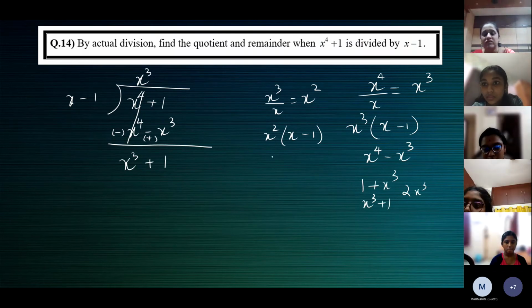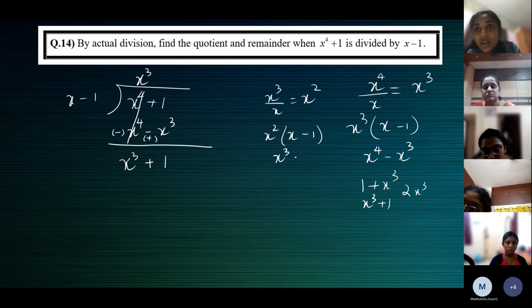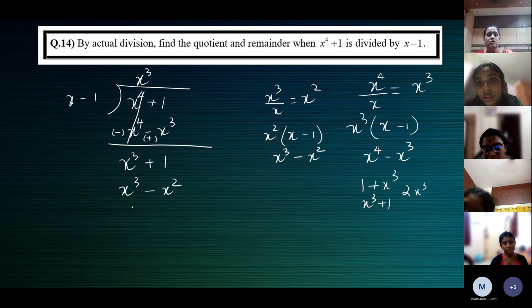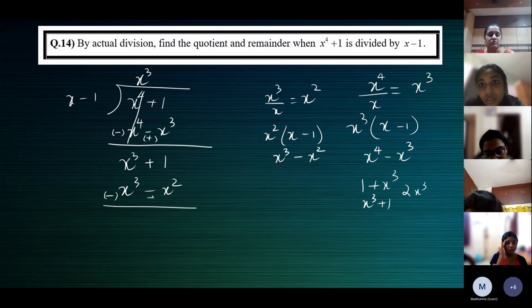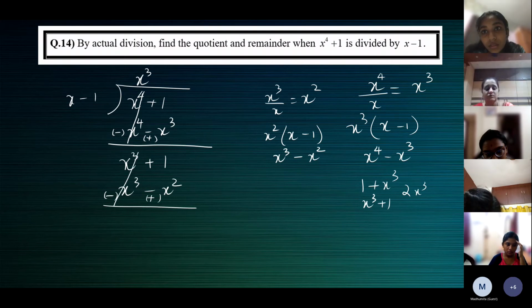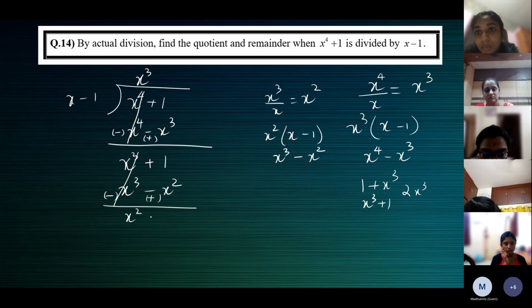Netra, yes, tell me what after this? X cubed minus x squared, ma'am. So I should write x cubed minus x squared. Then what? Change the signs. Okay, we need to cancel the x cubed. We will get x squared plus 1.